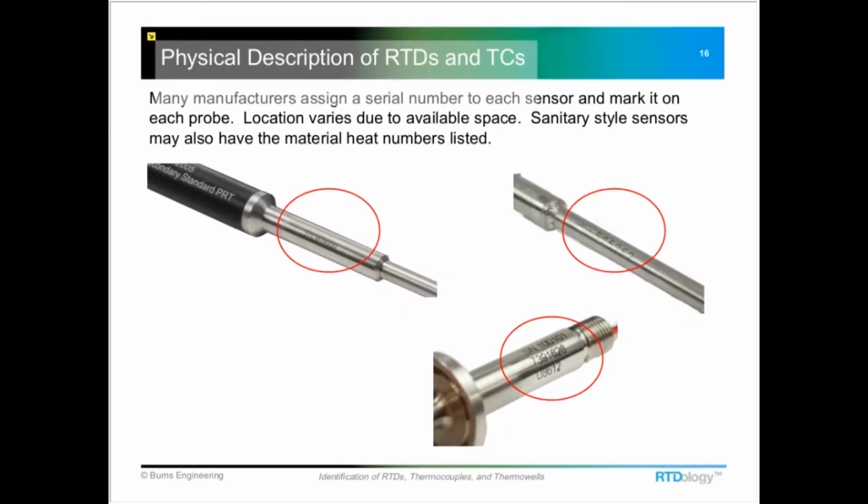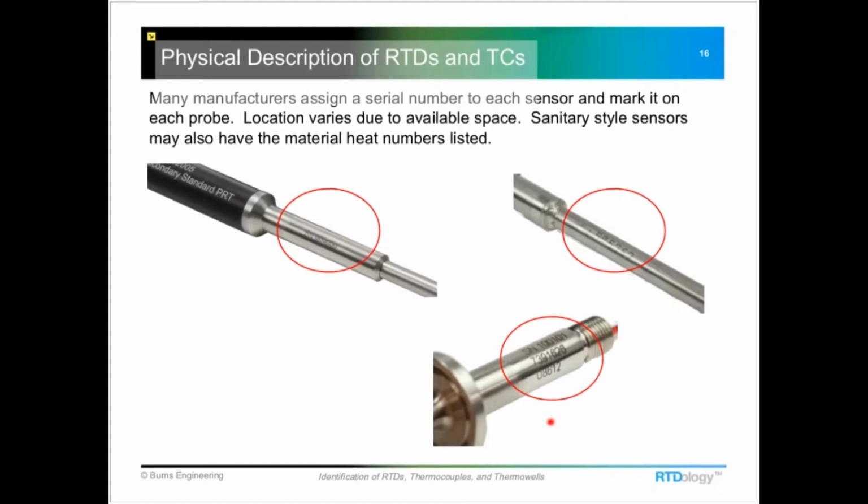Some of the different locations with temperature probes, it's right on the sheath. If it's a large enough diameter, it would be there. Sometimes it might be back in this area where it's a little transition piece to cable. There might be some identification marks there. Some of the smaller probes, it gets really difficult to put a serial number on it, and so there's a little bit of creativity there sometimes in where it's located.